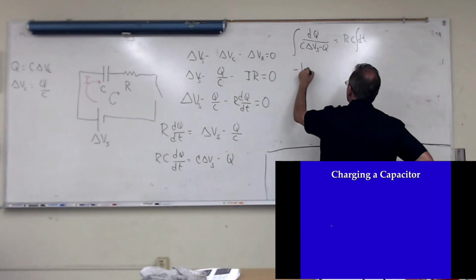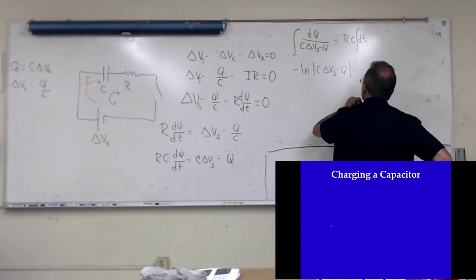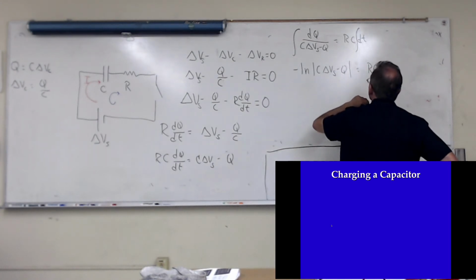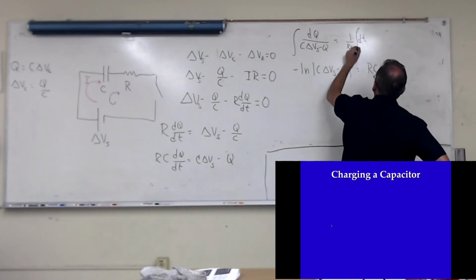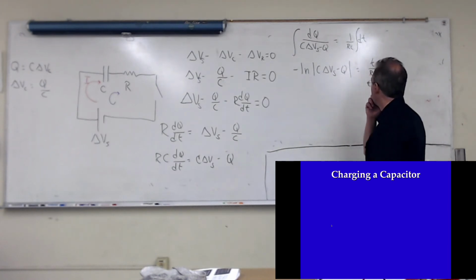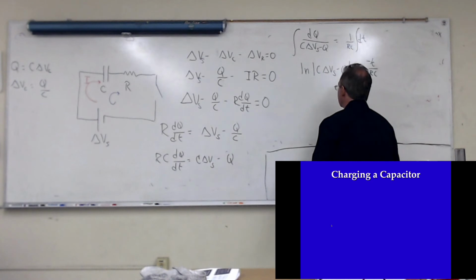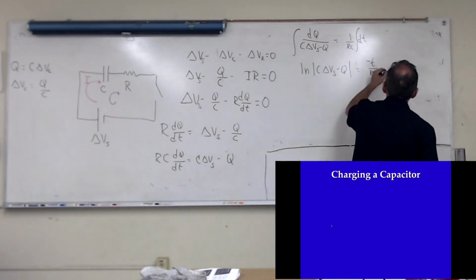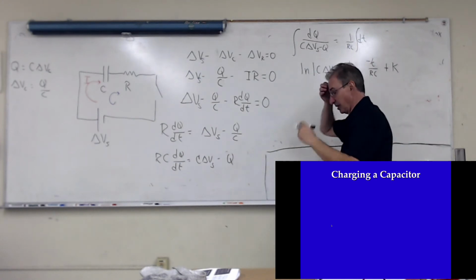Minus natural log of C delta V sub S minus Q equals RC T. Oh, I made a mistake here. This is 1 over RC. So it's T over RC. And let me move the minus sign from here to here. What am I missing? I'm missing a constant of integration. I'll call it K. Because I have a C there, I don't want to put a C there.